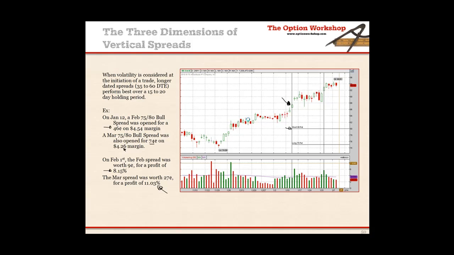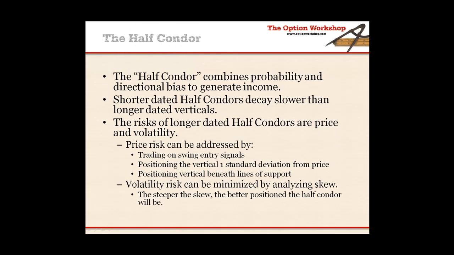So to summarize what we've been talking about, the half condor combines probability theory with a directional bias to generate a consistent amount of income on a semi-monthly basis, 15 to 20 days, sometimes 30 days when things don't go right. Shorter dated half condors, I should put that in quotation marks, or vertical spreads, out of the money vertical spreads, decay slower than longer dated vertical spreads.